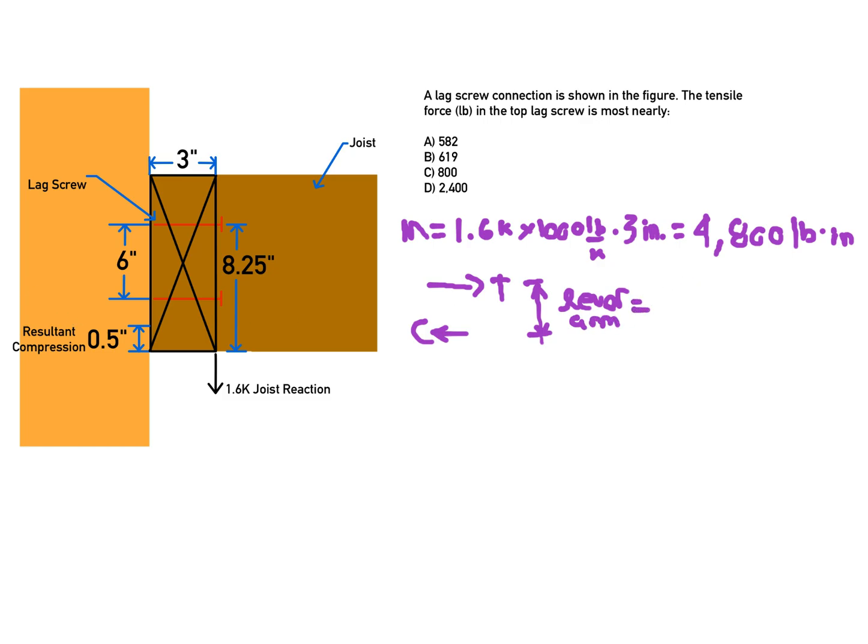And so that lever arm is going to be equal to, so what is that distance, right? It's going to be where this compression force acts, and then where the tension force acts, right? The distance between where the tension acts and where the compression acts. Well, the tension acts 8.25 inches above the bottom of the joist. The compression acts a half an inch above the joist. So that distance is going to be equal to 8.25 minus 0.5 is equal to 7.75 inches, okay?